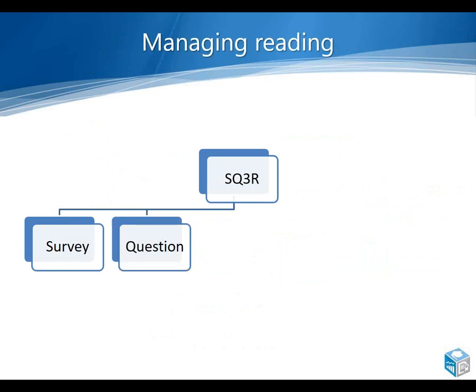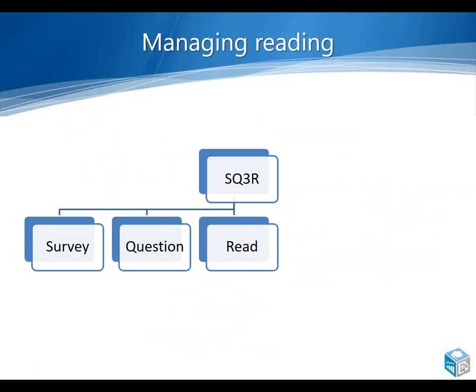Once you've surveyed, the next step is question. And the idea here is that you generate specific questions that you want to get answers to when you actually do the reading. So that survey step should actually help you figure out what questions are relevant. But if you're stuck for questions, the good old standard who, what, why, how, where, and when type questions are always a good place to start.